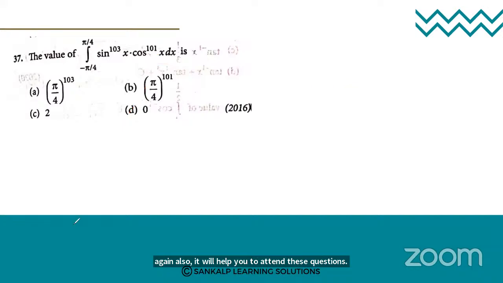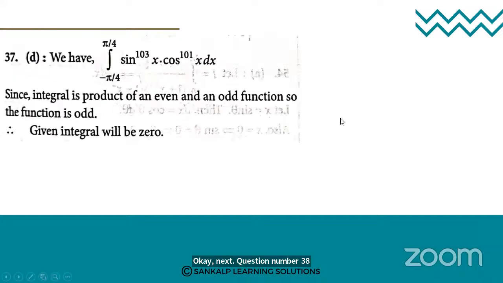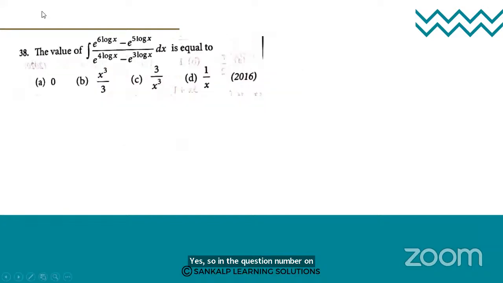Okay, next question number 38. In question number 38, it is given that the value of the integral of e raised to 6 log x minus e raised to 5 log x divided by e raised to 4 log x minus e raised to 3 log x dx is equal to, we need to simplify this.